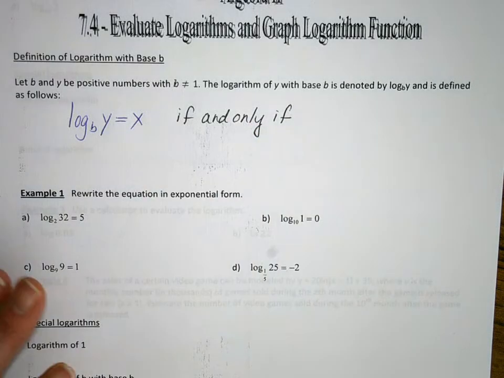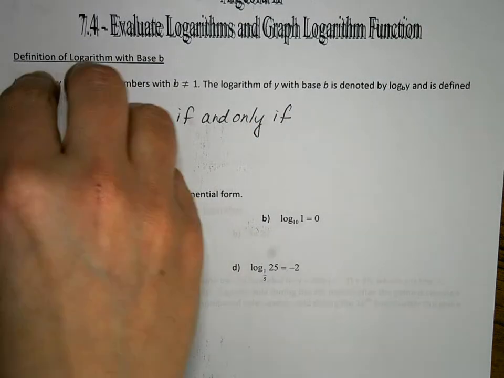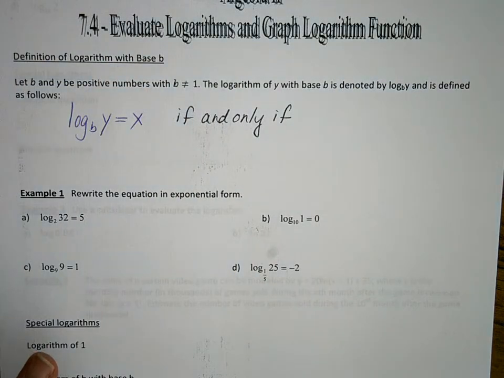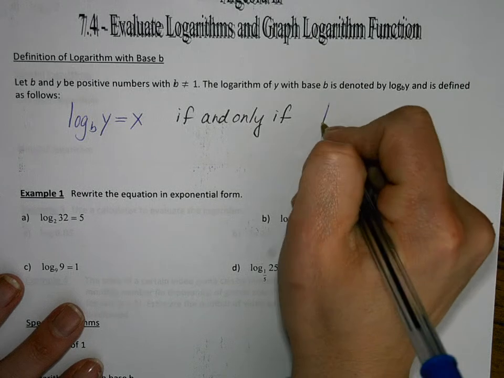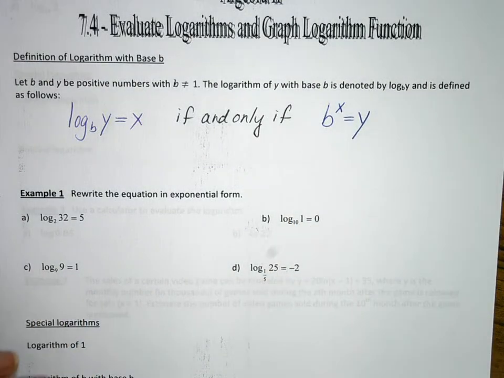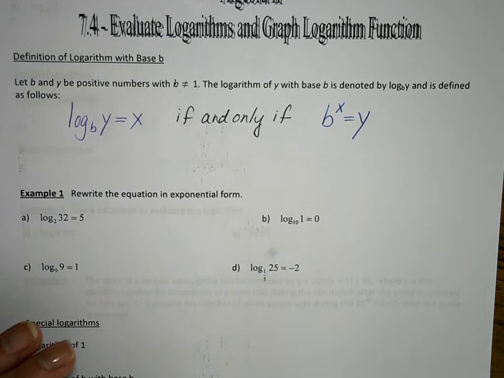and only if. In math, that means it goes both ways. If this happens, then that happens. If this happens, then that happens. If and only if in mathematics means it goes both ways. If b to the x is equal to y. When you're finding a logarithm, you're finding an exponent.